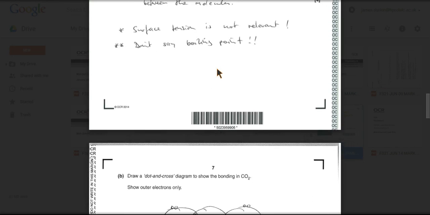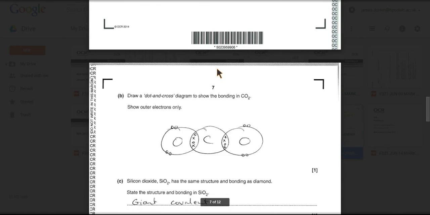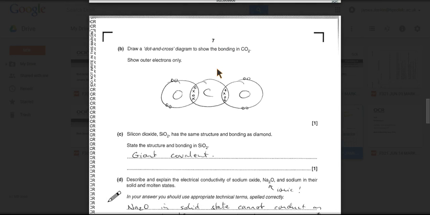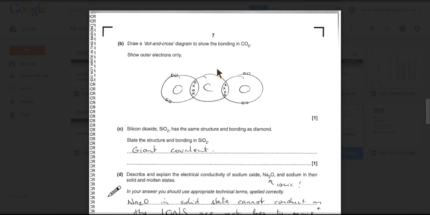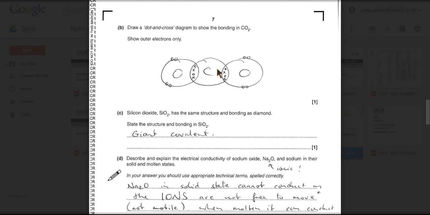And the next part of the question, classic, nice, easy dot and cross diagram, CO2. I'm sure every AS chemistry student's got this in their notes. Silicon dioxide has the same structure and bonding as diamond. So as long as you know that diamond is giant covalent, there's your answer.